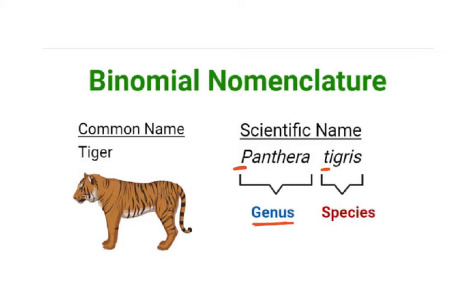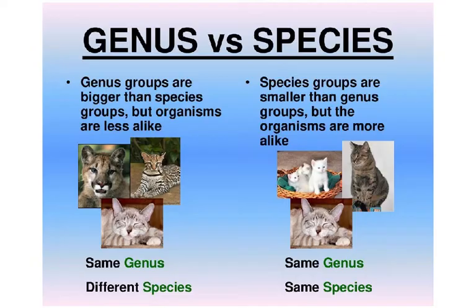This does not have to be capital. And then this has to be written in italicized. Now, what is italicized? Let's look at that. Now, another point to clarify genus and species.